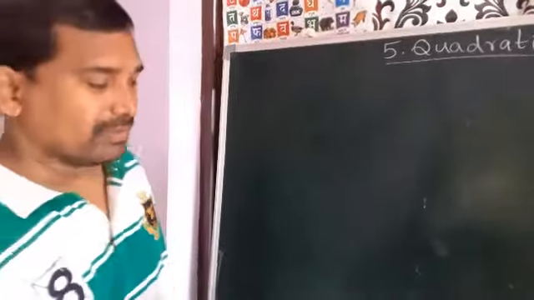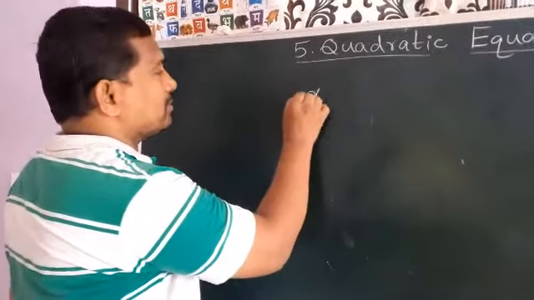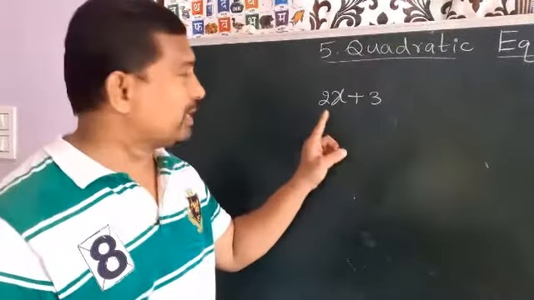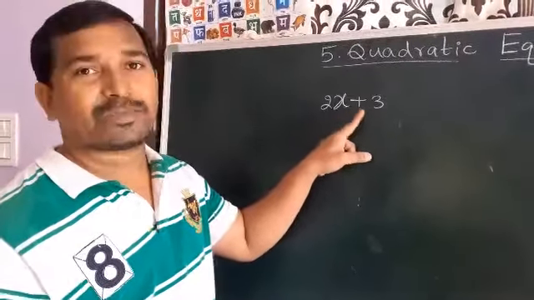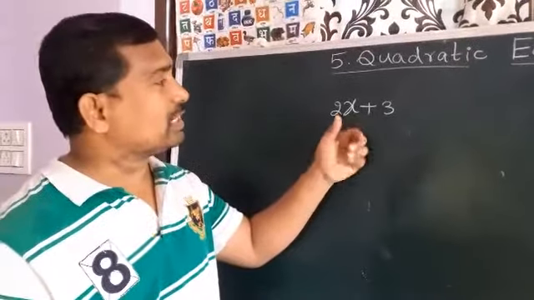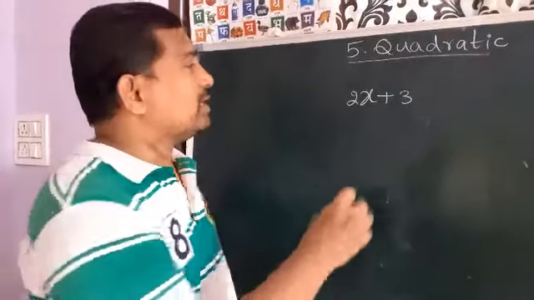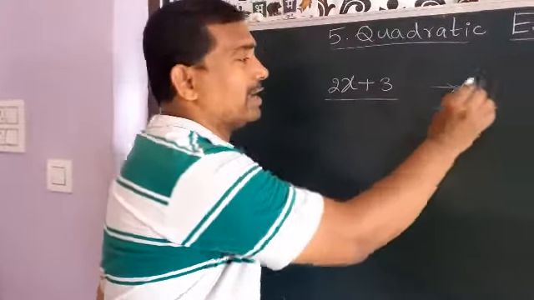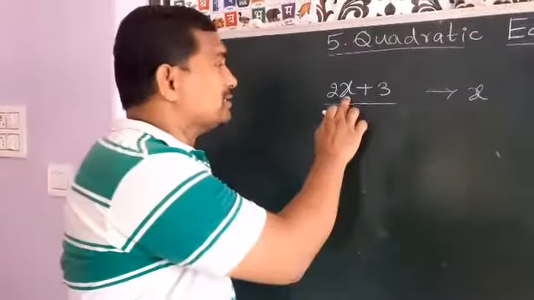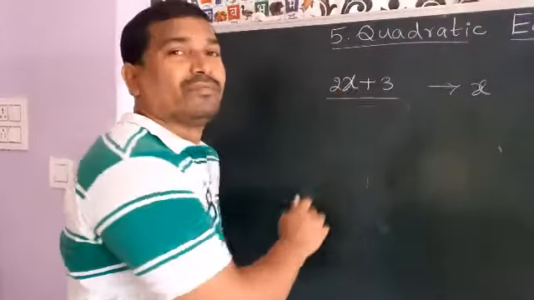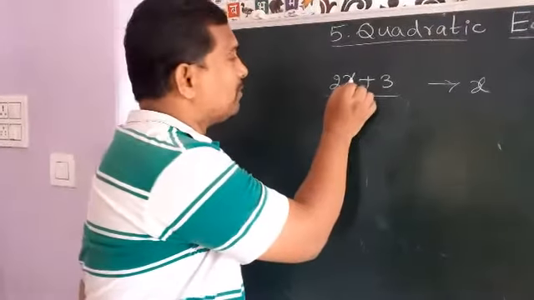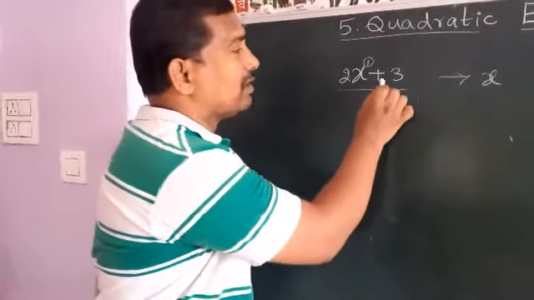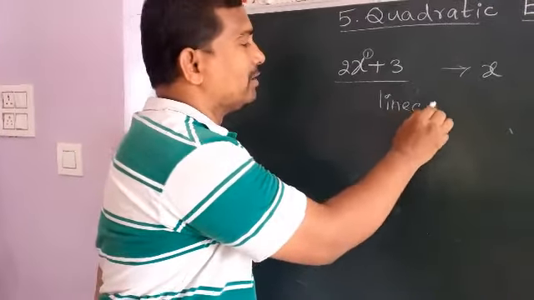I am writing one. See, this is 2x plus 3. What is this? 2x plus 3. This is an expression. So this is which type of polynomial? In this polynomial, what is the variable? The variable is x. What is the power of variable x? The x variable power or exponent is 1. So this is called linear polynomial.